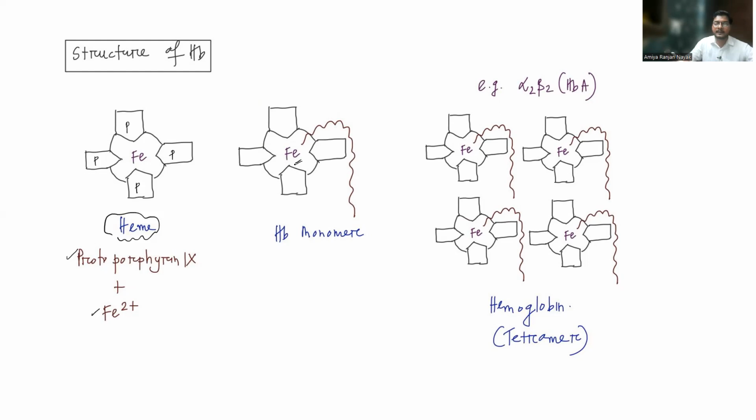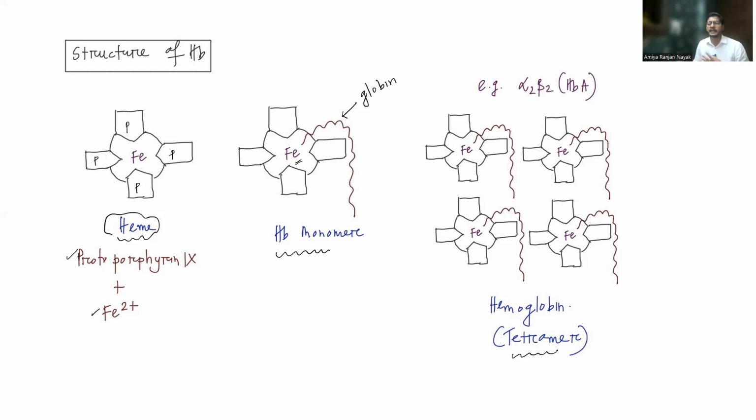So if you combine this heme with globin, this is the globin chain, they will make hemoglobin. But this is a hemoglobin monomer. The hemoglobin that we find inside our body is in tetrameric structures. So these are tetramers. Tetramers means there are 4 hemoglobin monomers, so these are composed of 4 hemoglobin monomers.